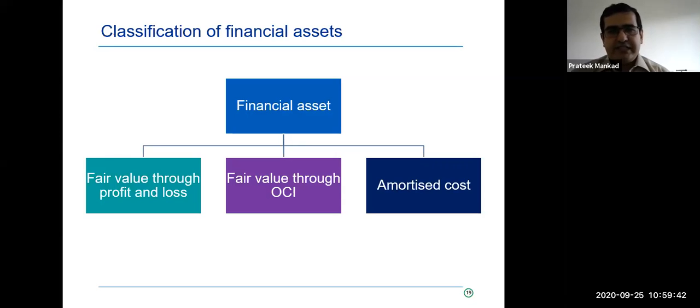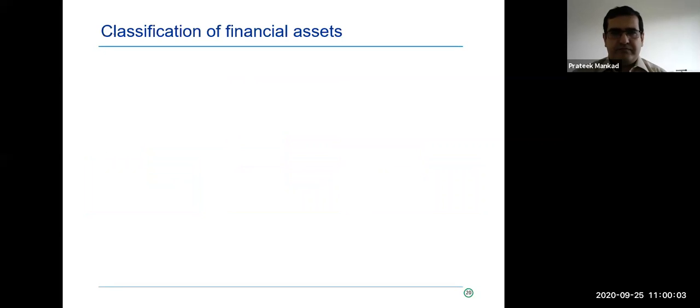Now, this is basically the end state of how a financial asset will behave in the accounting books. How do you get through the classification? Let's look at that flowchart in a bit now. Right? So I've tried to put this down in a simplistic flowchart so it helps all of us to understand this better.